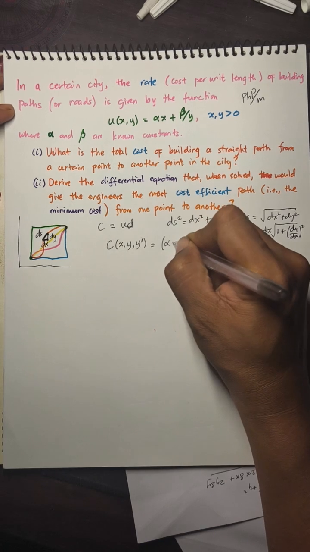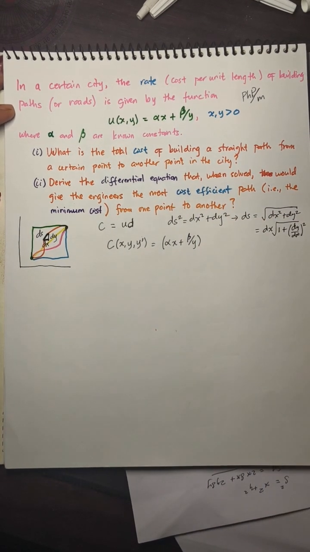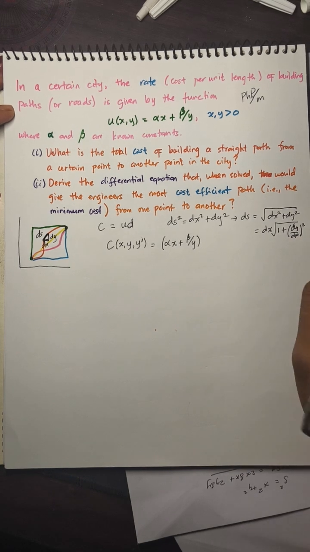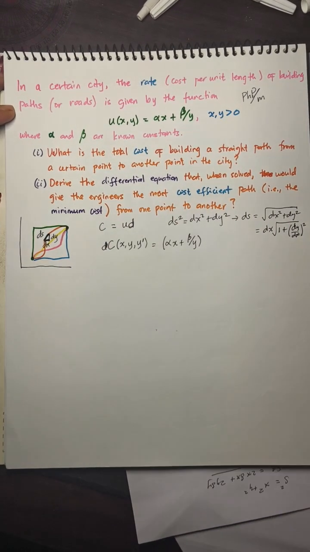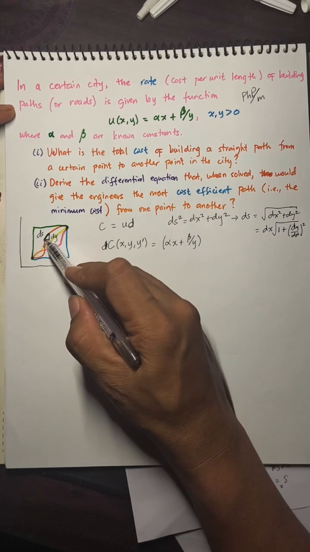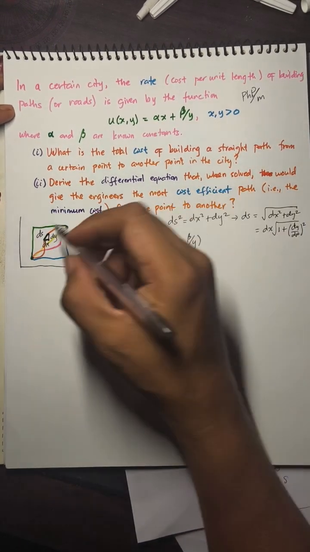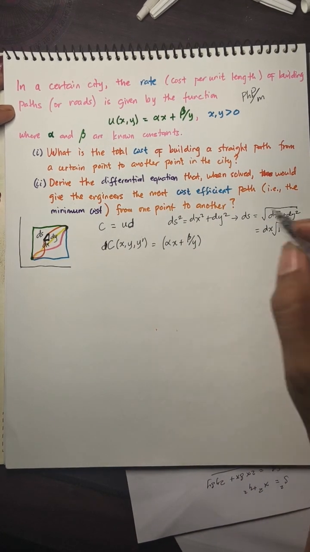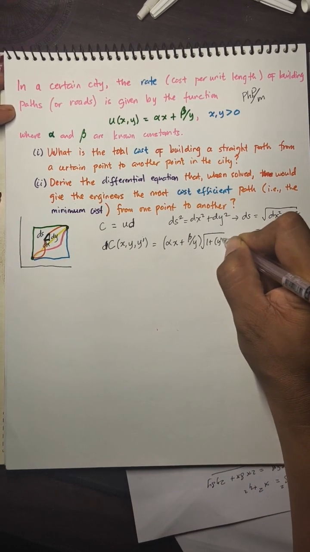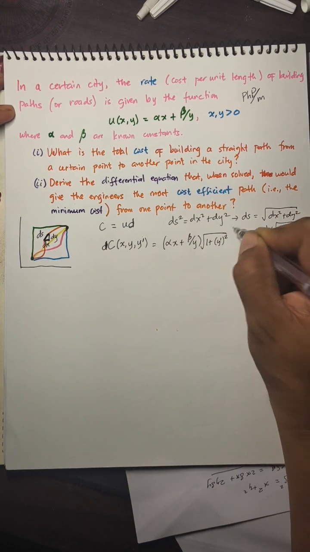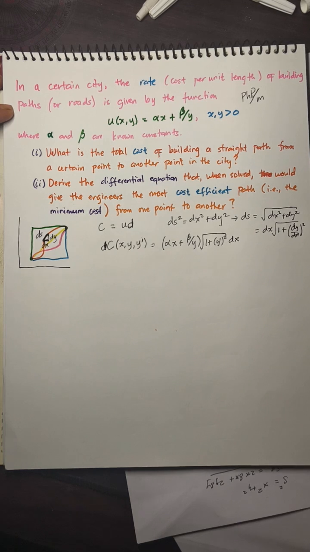So alpha x plus beta over y times this distance. Let's call this dc, because this is an infinitesimal cost. The cost of that infinitesimal distance, small length of the curve. So we have now, this is equal to the square root of 1 plus y prime squared dx, where y prime is just dy over dx.